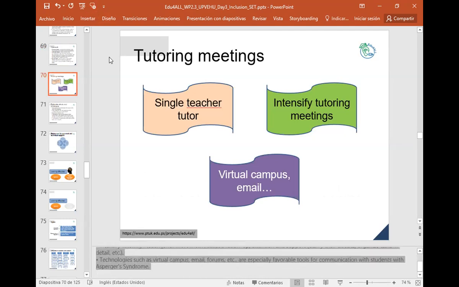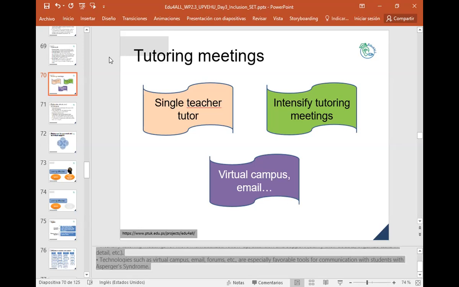With students with Asperger's syndrome, it may be advisable to assign a single teacher tutor to act as a reference throughout the academic stage. Intensify tutoring meetings for more individualized follow-up, attention and support, clarify their doubts, organize tasks in detail, etc. Technologies such as virtual campus, email, forums, etc., are especially favorable tools for communication with students with Asperger's syndrome.